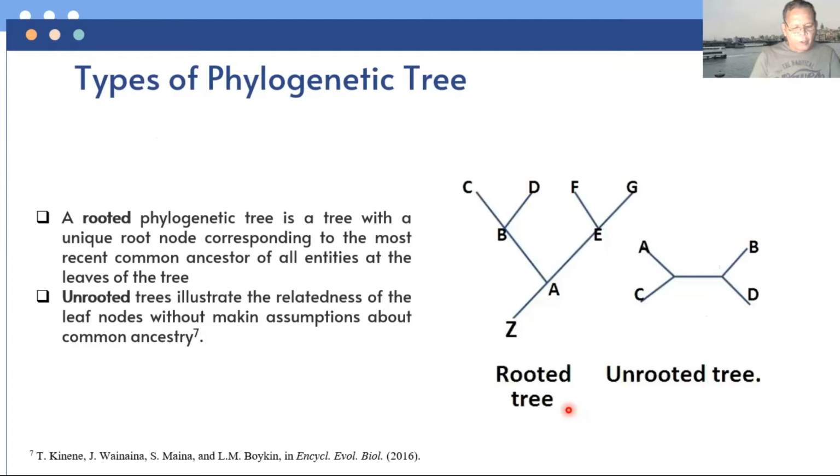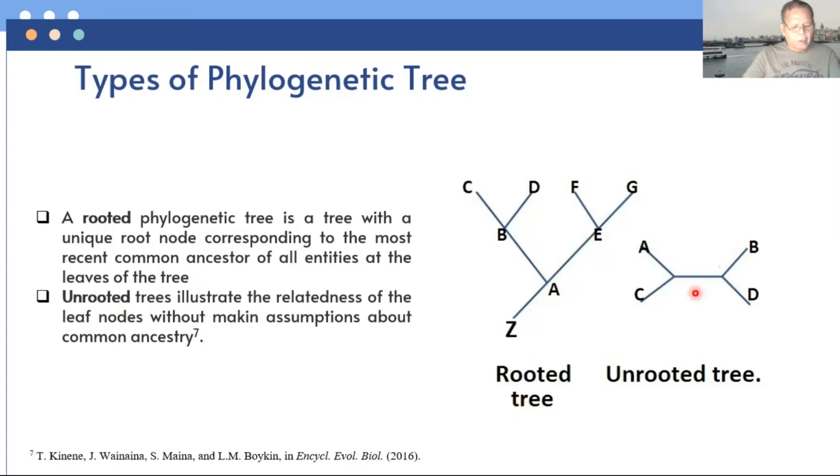This is the type of phylogenetic tree, a rooted phylogenetic tree, and an unrooted phylogenetic tree. Let's see this one, this figure. This is a rooted tree, and this is unrooted tree.